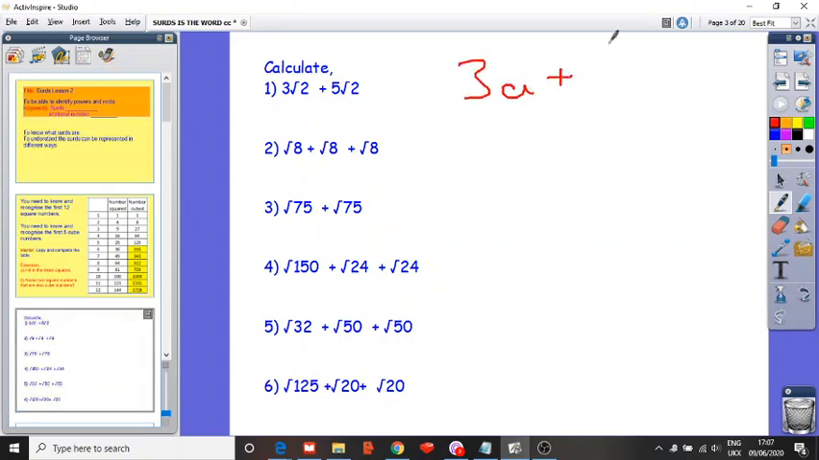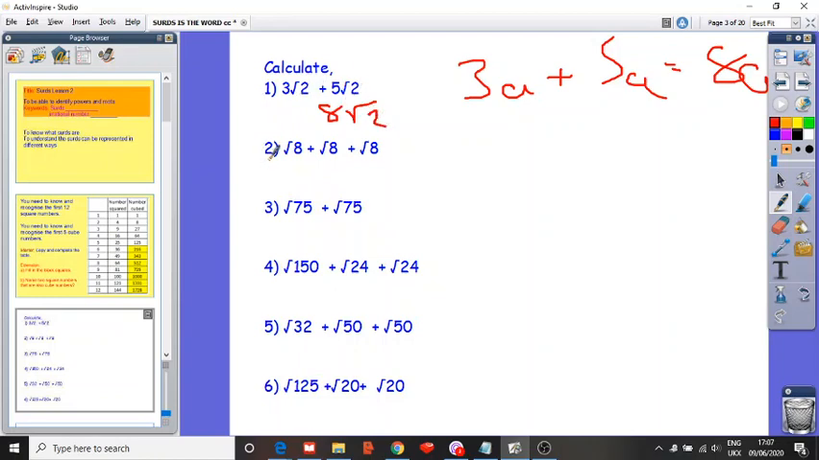If I said 3a plus 5a, that's a lot easier, isn't it? Because that's 5, 6, 7, 8. That's 8a. And all it is, in this situation here, a happens to be the square root of 2. So 3 plus 5 happens to be 8 square root 2. And we can only do this when the square root is the same.